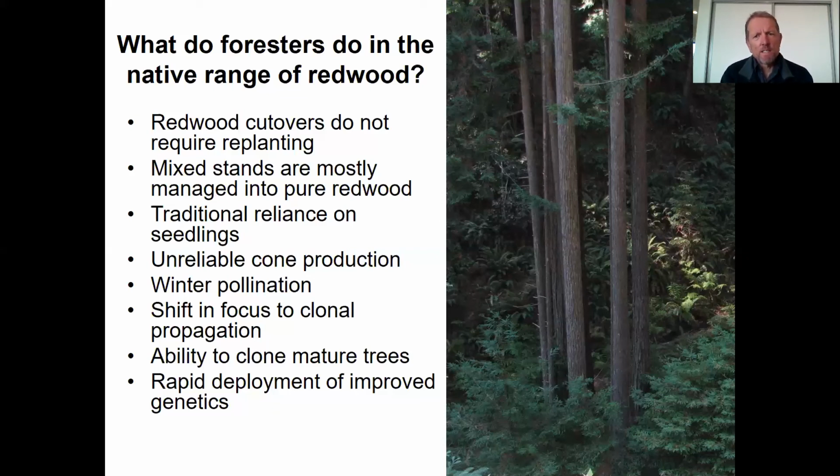Traditionally, they've used seedlings for this interplanting, but for a number of reasons, including unreliable cone production and low germination of the seed, there's been a shift to clonal propagation. The last good seed crop was 2009, following wildfires, and the foresters are hoping that there'll be some good seed production next year following the fires that they have in California at the moment.